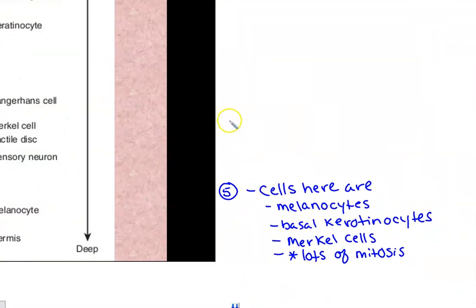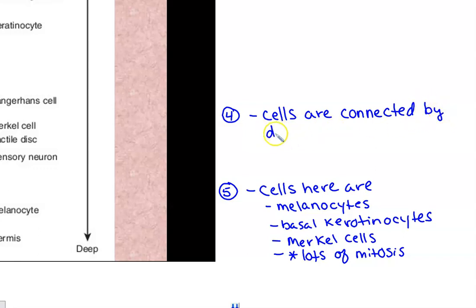Let's go back over here to our fourth one, which is the stratum spinosum. I want to talk about why it's called spinosum. When we look at it under the microscope, it looks very spiky. The reason it looks spiky is the cells are connected in this area by desmosomes. Remember, the desmosomes are like the spot weld. So desmosomes, that's kind of important. This is in spinosum.